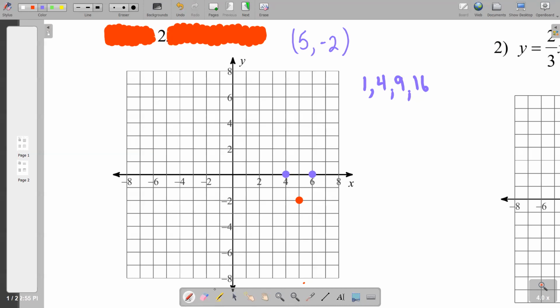When I leave my vertex and I go out 2, under normal circumstances I would go up 4. But I'm going to go up double 4, which is 8. So I'm going to leave and go out 2, and then I'm going to go up 1, 2, 3, 4, 5, 6, 7, 8. And remember, if you find 1 point, you should always plot 2, because they're going to be the same on the left and the right sides of the axis of symmetry.